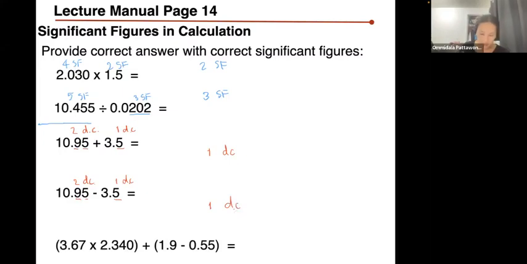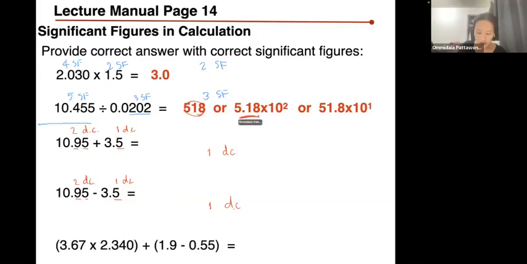Now let's go back to the first calculation. If you calculate this, you need to report your answer with 2 sig fig, so it would be 3.0. If you calculate this, you are going to report your answer with 3 sig fig, so it would be either 518 or 5.18 times 10 to the second. You can do both. This one already contains 3 sig fig, and these are also 3 sig fig, so any of those would work.